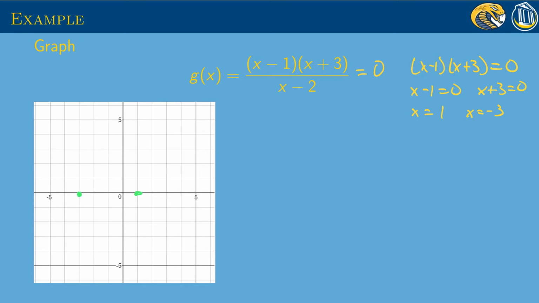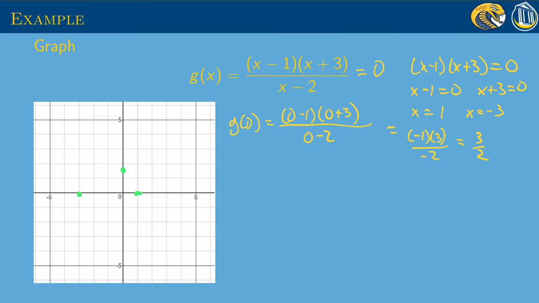Similarly, we can look at the y-intercept by evaluating g of 0. That's 0 minus 1 times 0 plus 3, divided by 0 minus 2, giving us negative 1 times 3, divided by negative 2. That is 3 over 2, or 1.5, which we can again graph on our axes.